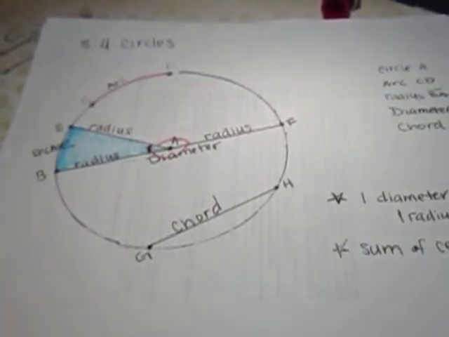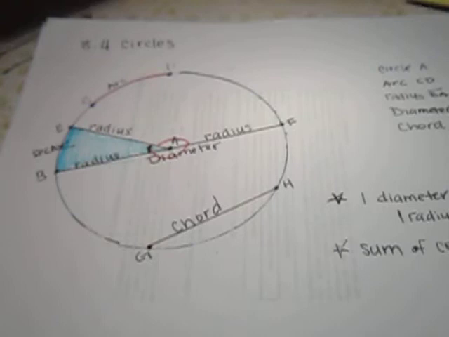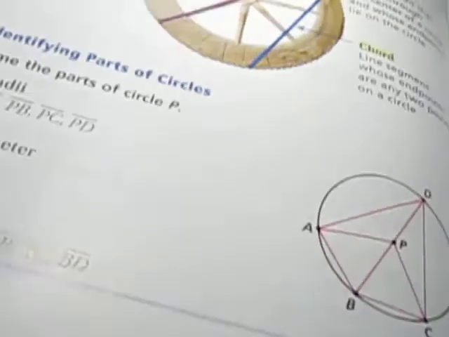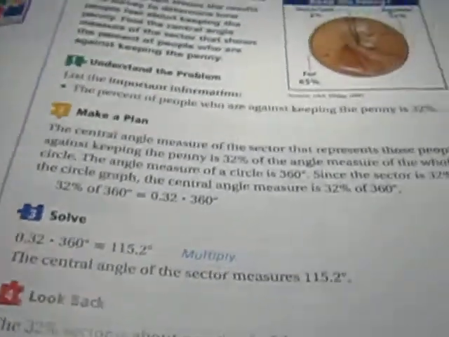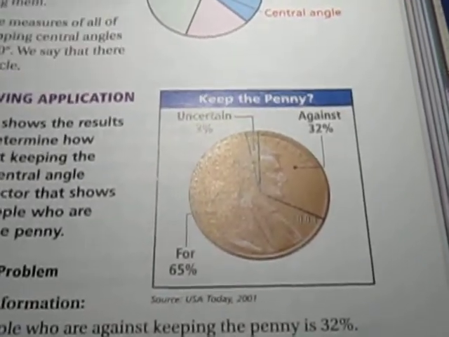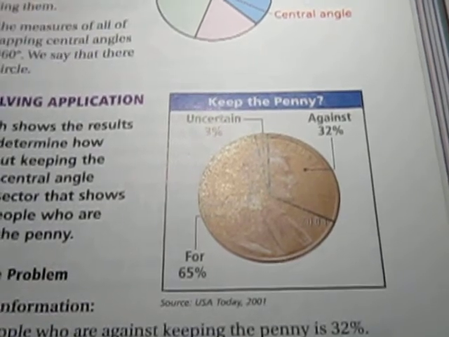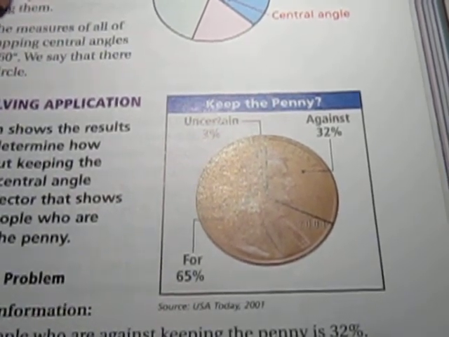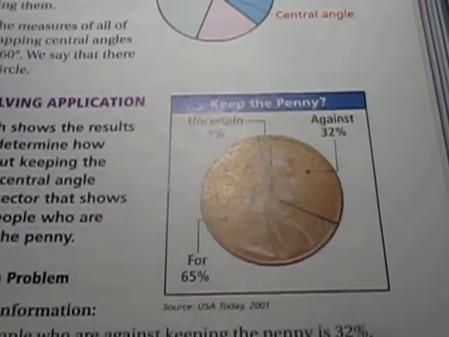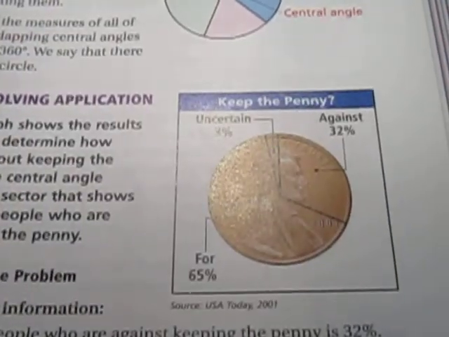Knowing that information, that all the central angles equal 360 degrees, we can start solving some problems that deal with circle graphs. So let me give you an example. I'm going to bring our book over here. And over here, here's a problem. They took a survey of people, and the circle graph shows the results to determine how people feel about keeping the penny. So some people say, you know, we really don't use the penny anymore, let's just get rid of it. And then some people obviously disagree.